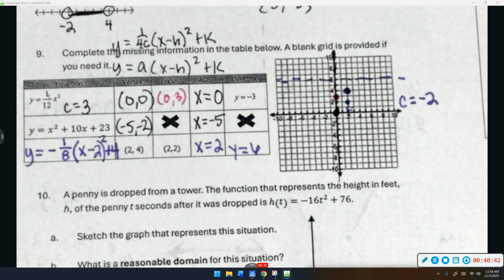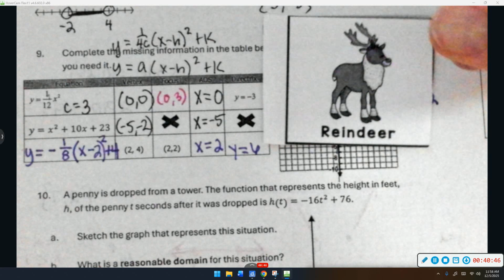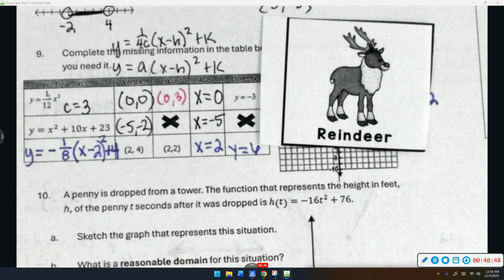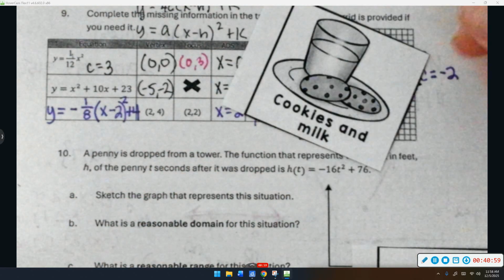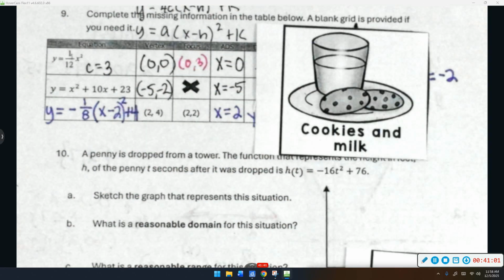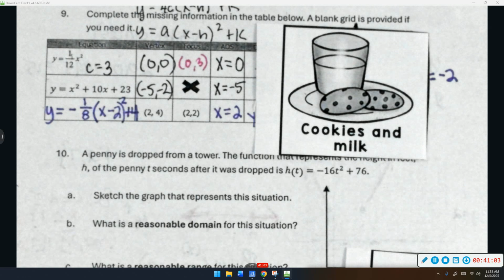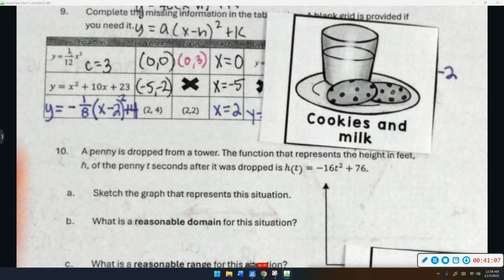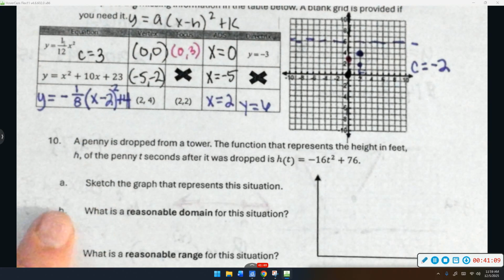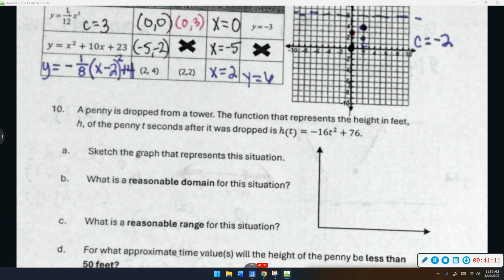All right, let's see, what do we got? Reindeer. I'm going to do another one. Cookies and milk. You can't just have a star cookie. It's the cookies and the milk. All right, I'm going to do one after each of these, okay?